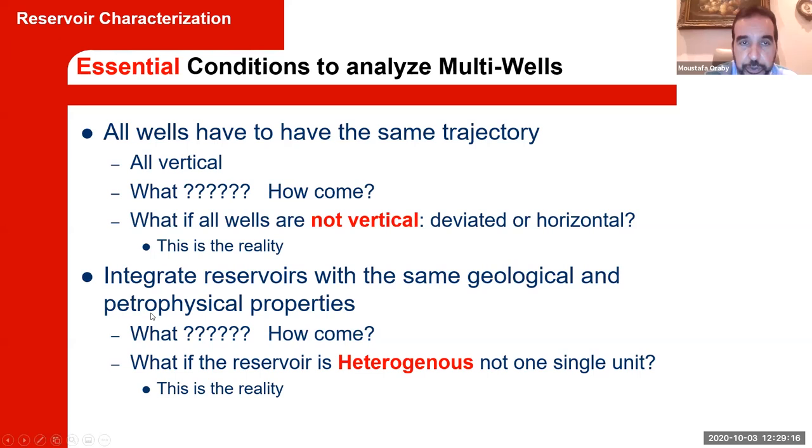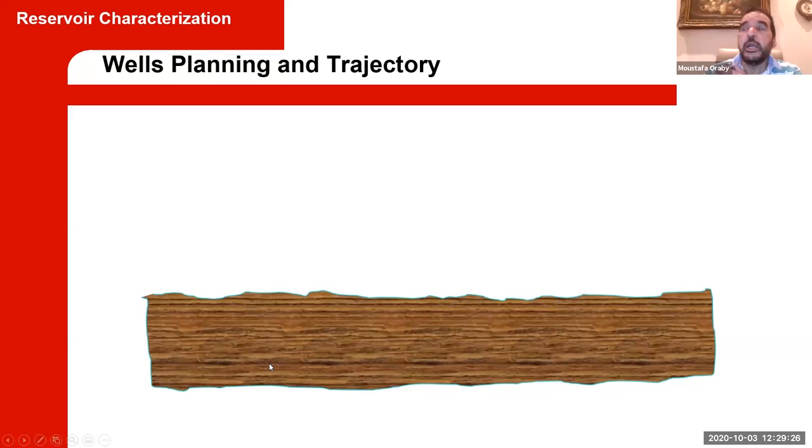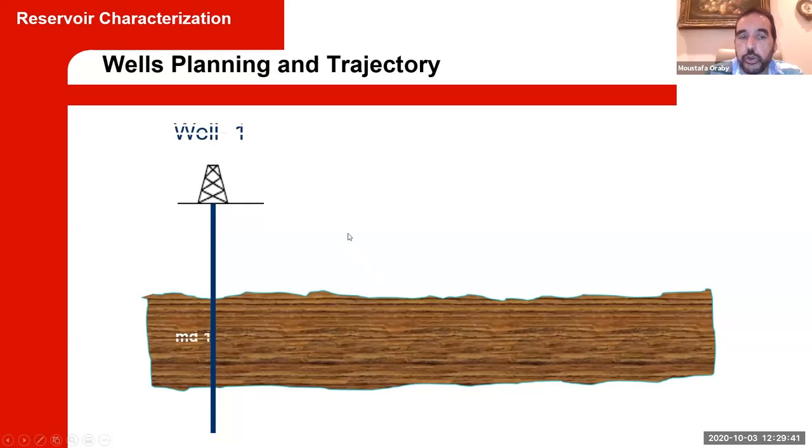All right, so let's look at the well planning. Let's assume that I have a reservoir. This is my reservoir, and here is my reservoir thickness. Now, when I drill in my reservoir, I drill with different types of trajectories. The first one is a vertical well. The distance that the well passes through that section of the reservoir, we call it MD. So well one has a measured depth one. Every well has a measured depth. Measured depth is the distance that the well is traveling through my reservoir. If I have a vertical well, this is my measured depth one.